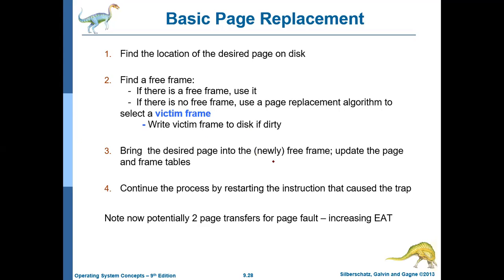Bring the desired page into the newly free frame. Update the page and frame tables. So you need to update the page tables also after copying the contents. Continue the process by restarting the instruction that caused the trap. Now you need to continue your process again and again. You need to again find the free frame, the available frame, whatever you require, but your number of frames will be fixed. This cannot be more than a particular limit.